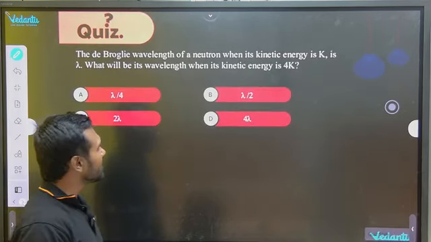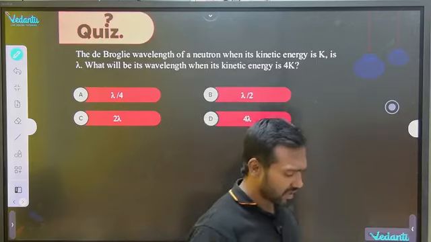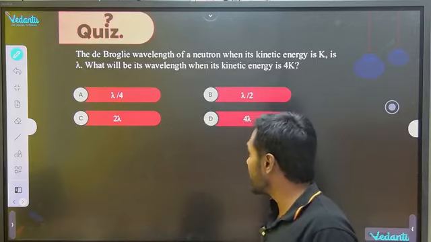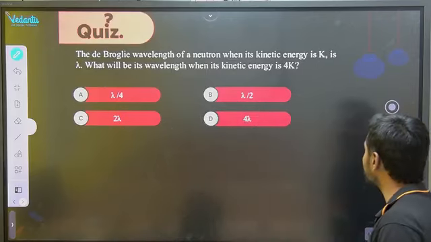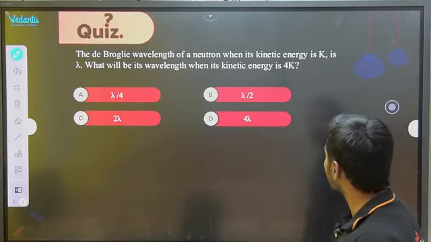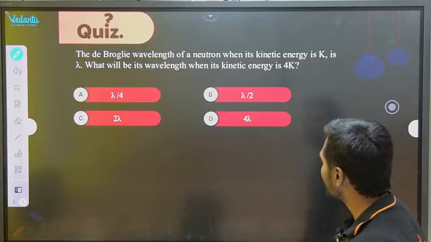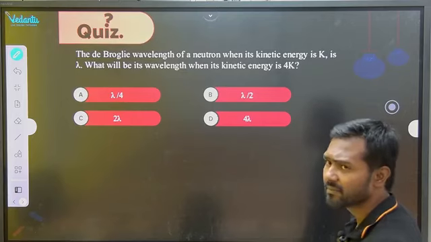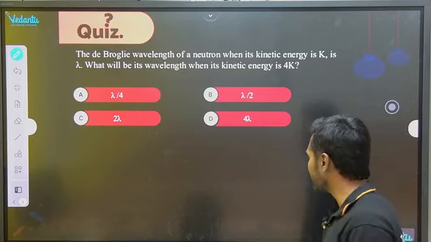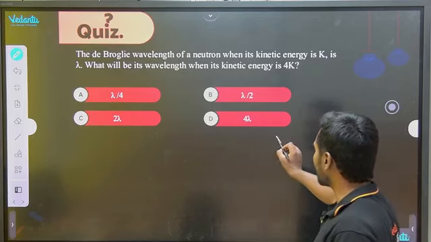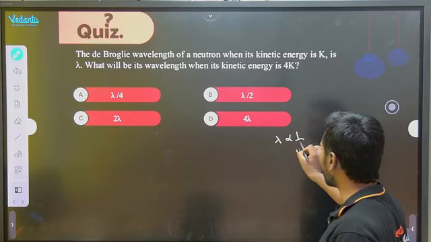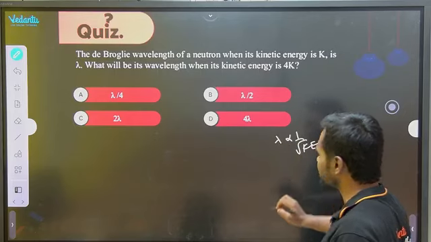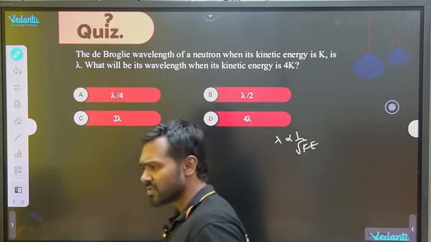The de Broglie wavelength of a neutron when its kinetic energy is k is lambda. What will be the wavelength when the kinetic energy is 4k? Again, it is kinetic energy and wavelength only. You can use the direct formula, this relationship, and you will get the answer.